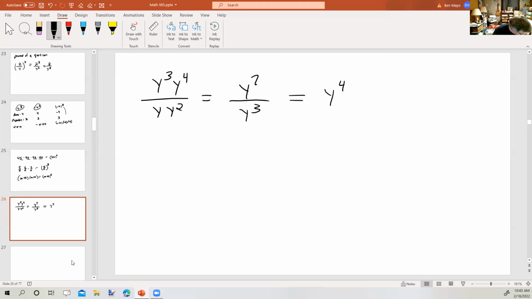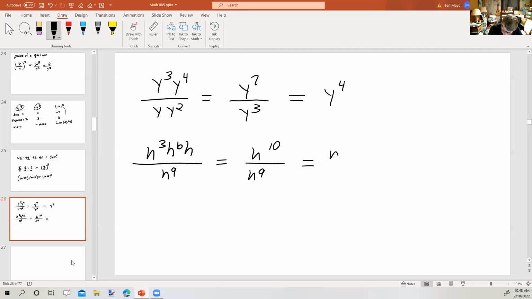Let's see here. Here's another example. We have h cubed times h to the 6th times h all over h to the 9th. In the numerator, we have h to the 3 plus 6 is 9 plus 1 is 10, over h to the 9th power. And then h to the 10th divided by h to the 9th is h to the 10 minus 9, or h to the 1 power. So I would just write h.